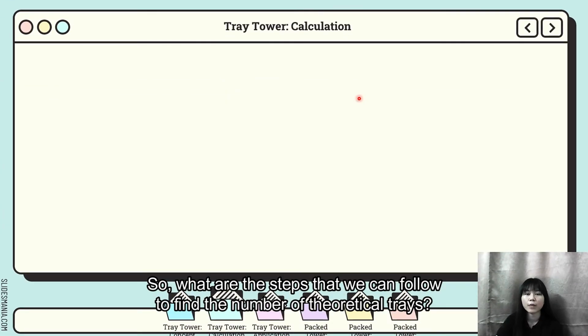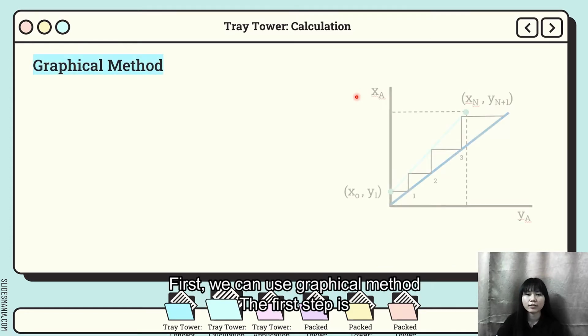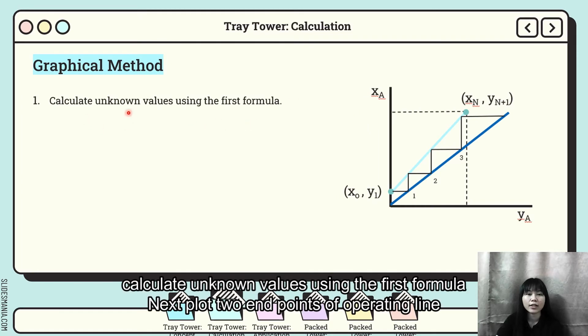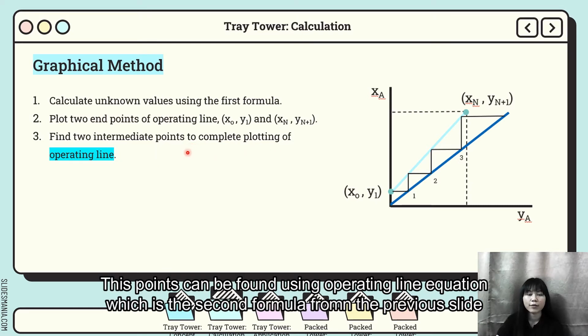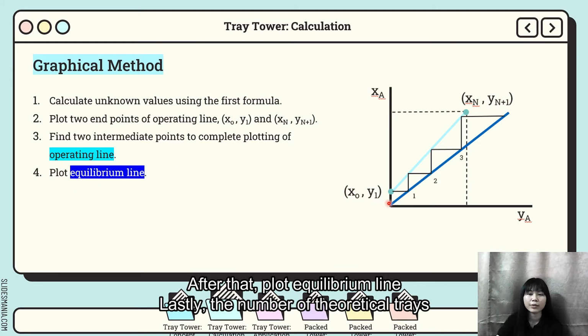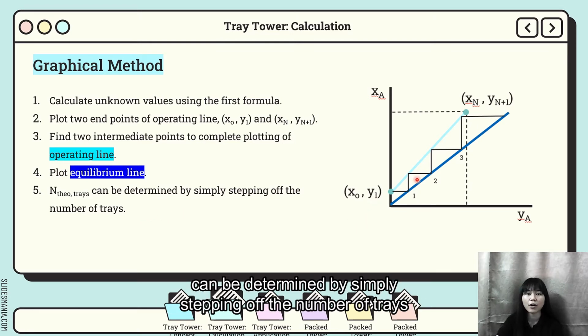So, what are the steps that we can follow to find the number of theoretical trays? First, we can use the graphical method. The first step is to calculate unknown values using the first formula. Next, plot two endpoints of the operating line, x0, y1, and xN, yN plus 1. Next, find two intermediate points to complete plotting of the operating line. These points can be found using the operating line equation, which is the second formula from the previous slide. After that, plot the equilibrium line. Lastly, the number of theoretical trays can be determined by simply stepping off the number of trays.